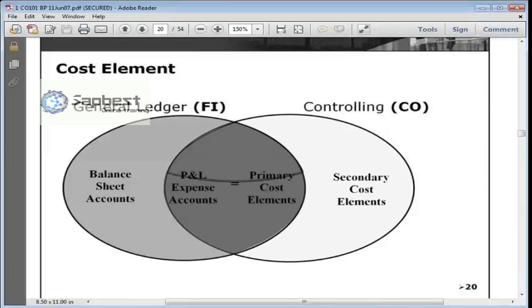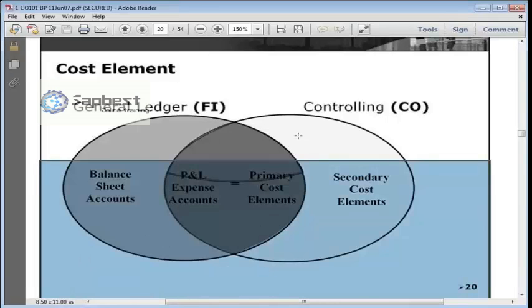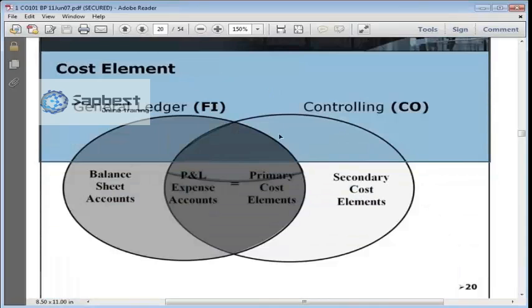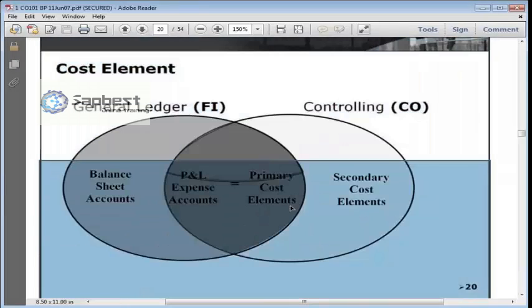If your FI side is telling you your expense is $100 million, but your CO side is telling you your expense is $90 million, you're in trouble. There's something wrong. So these and these should match. Secondary always stays here. Balance sheet always stays on the FI side. Balance sheet has no impact on your CO. Right? Got this picture? Okay.